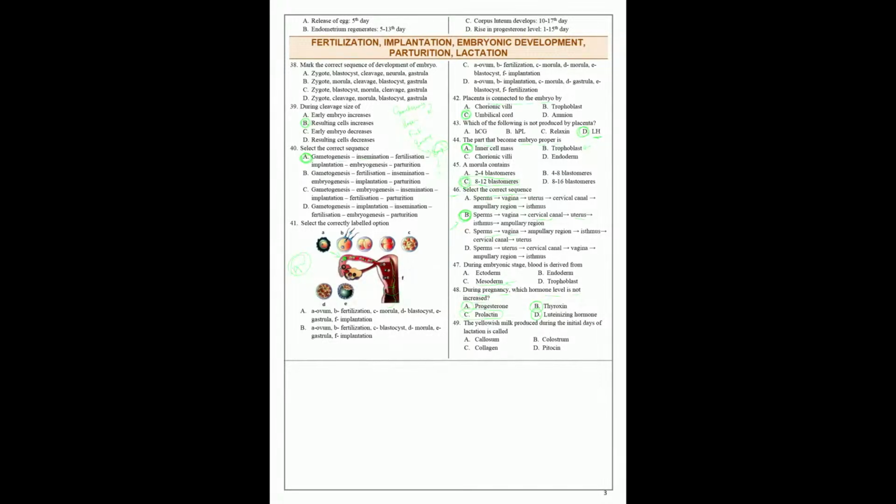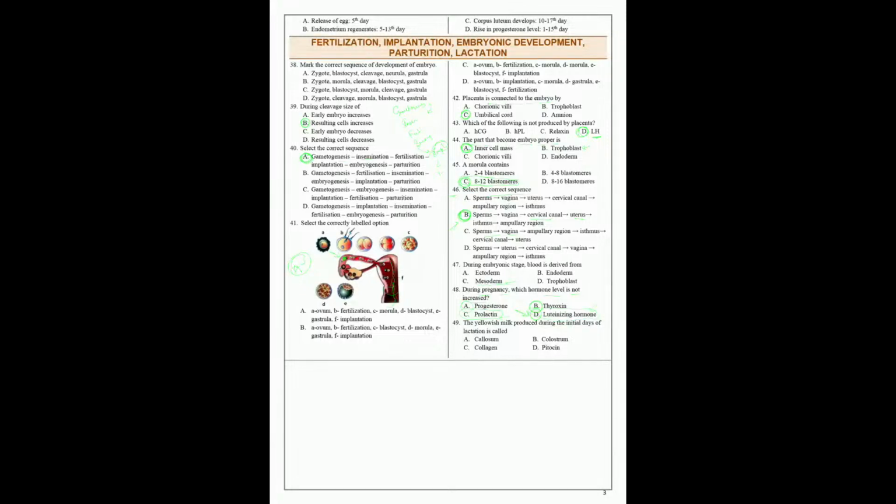See, prolactin, thyroxine, luteinizing hormone, progesterone, these are the very tricky options we have here. So during pregnancy, which hormone level is not increased? The correct answer is FSH and LH are not produced during pregnancy. The amount of LH hormone is undetectable. We cannot detect it. So this will be the correct answer: luteinizing hormone.